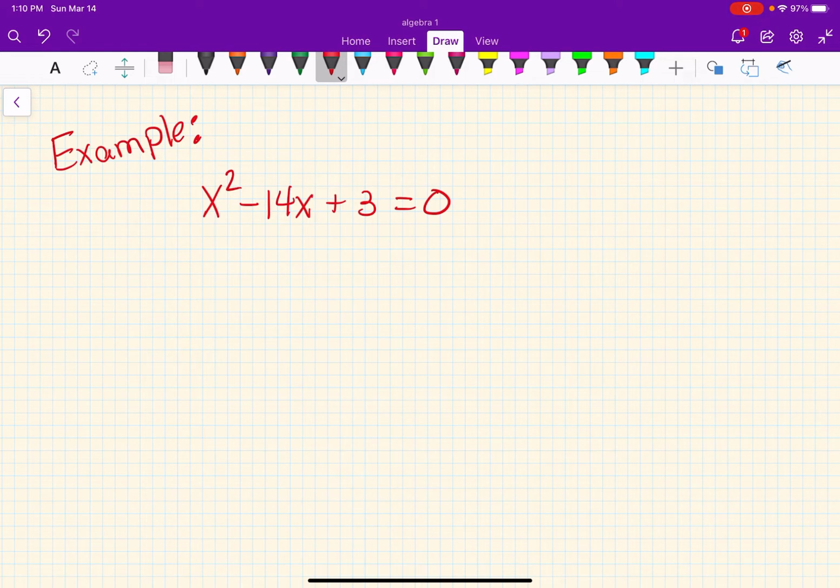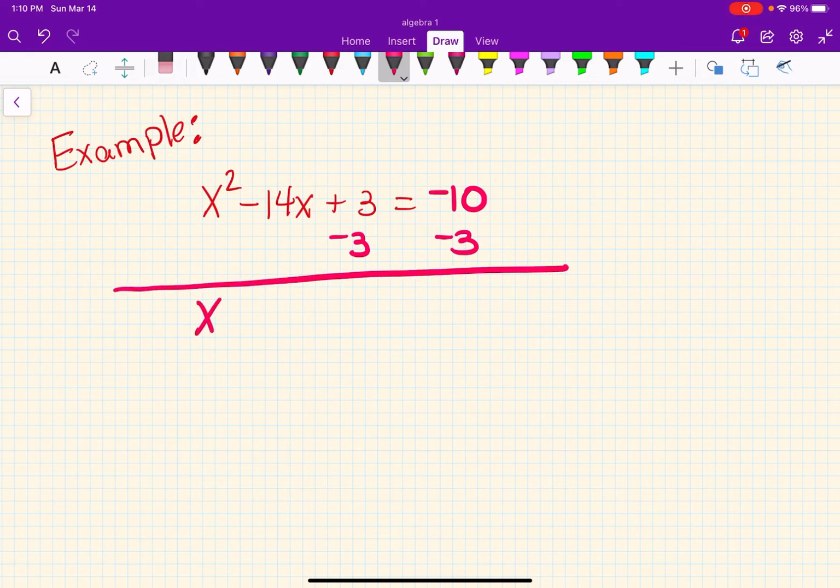The first thing we have to do is get that 3 out of the way because it's not useful to us. Oops, this was supposed to equal negative 10. I almost messed another one up. Fix it. Okay, so we're going to subtract that 3 out of the way. Notice these don't matter if they're equal to 0 because they're not going to be anyway. We're going to be moving things around. So then what we have is x squared minus 14x equals negative 13.